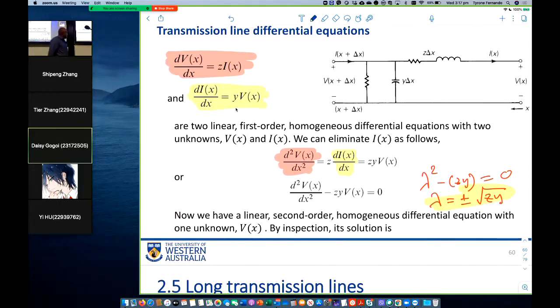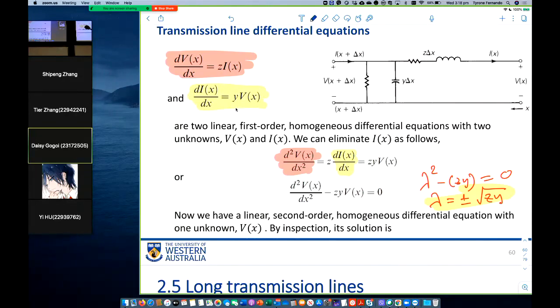Here are the two differential equations that I highlighted in red and yellow on the top left. We know there are two unknowns and two equations, and we want to eliminate one variable. Let's say I want to eliminate the current. I can take the first equation, which I highlighted in red, dV dx equals Zix, and differentiate again with respect to x. You get d squared Vx dx squared is Z.